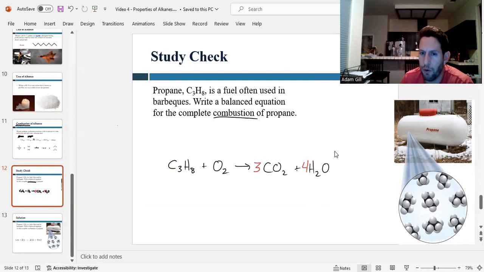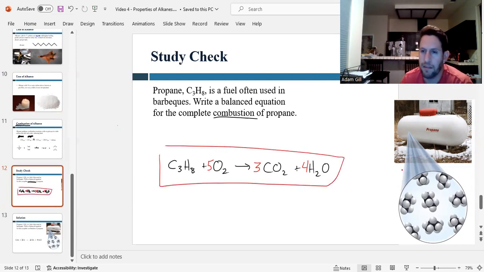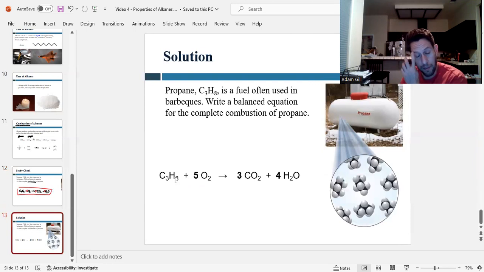And then if I add up the total oxygens on the right side here, I've got 3 times 2 is 6, plus 4 is 10 total oxygens. So on the left side, I need to put a 5 there to give me my 10 oxygens on the left. And that is a properly balanced equation for the combustion of propane. So C3H8 plus 5 O2s makes 3 carbon dioxides and 4 waters.